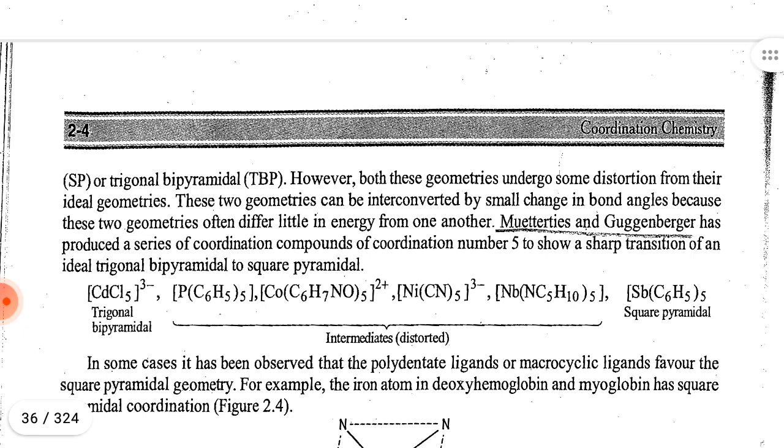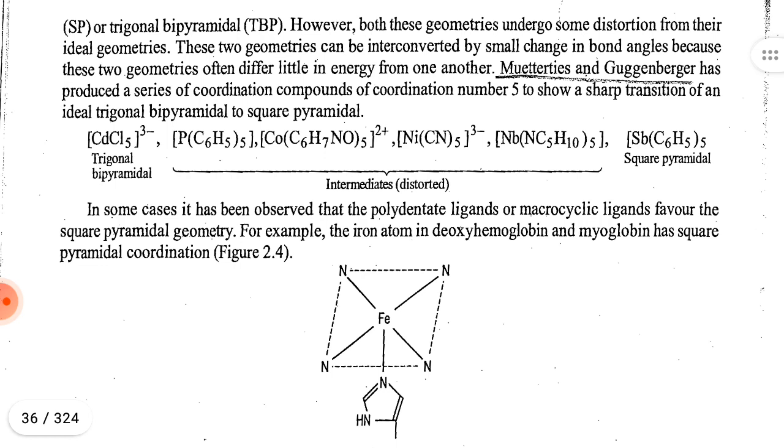Okay, so does this show a perfect square pyramidal or perfect trigonal bipyramidal geometry for coordination number 5? No, it shows some kind of distortion, and it is interconverted by some changes in bond angle, because these two geometries have a small difference in energy from one another. Examples include CdCl5 3-, trigonal bipyramidal, intermediate, distorted, and Ni(CN)5 3-, square pyramidal. Coordination number 5 complexes change from trigonal bipyramidal to square pyramidal.